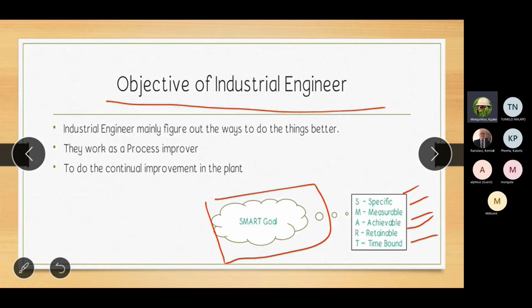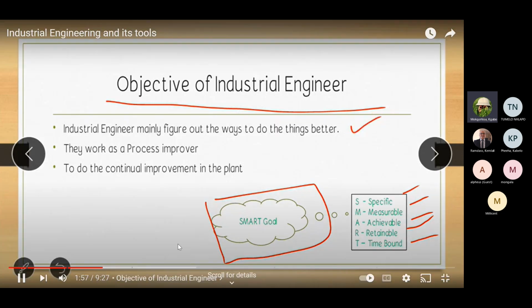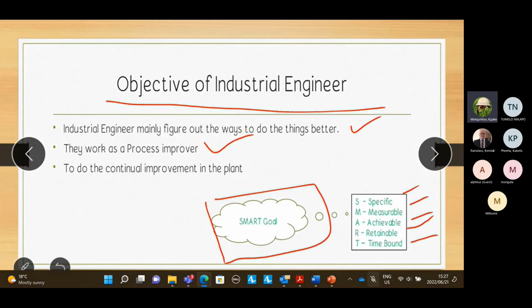The objective of an industrial engineer is mainly to figure out ways to do things better, and they work as a process improver. They do not work as a production engineer or a quality engineer. They work as a process improver. They will improve the process in any way, like by Kaizen, by Poka-yoke, by lean manufacturing tools. The next objective of an industrial engineer is to do continual improvement in the plant. It is continual, not continuous.